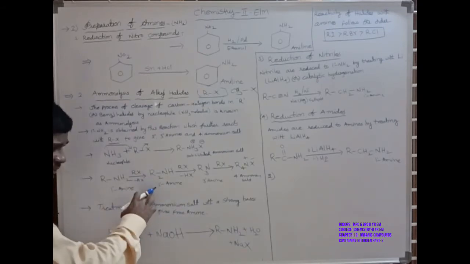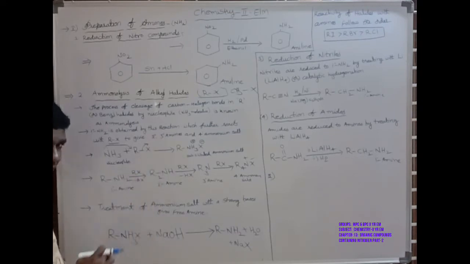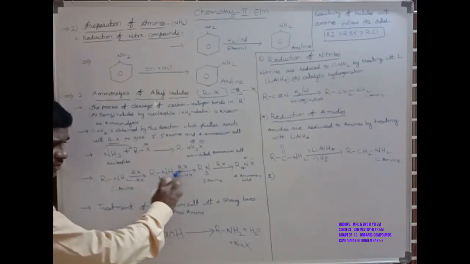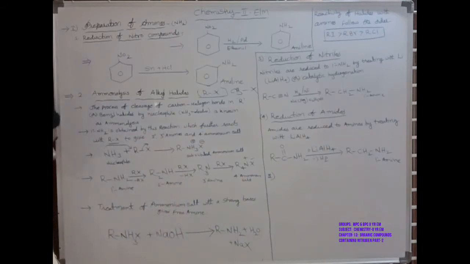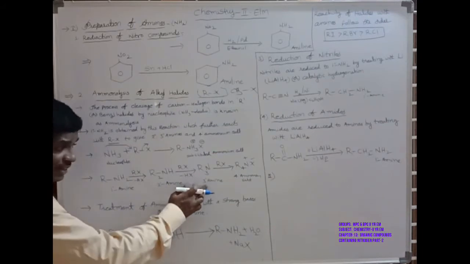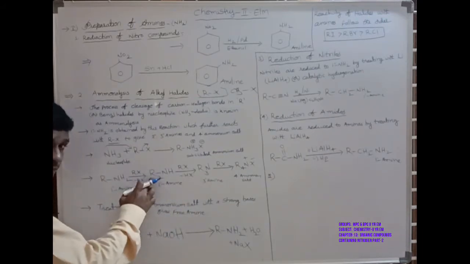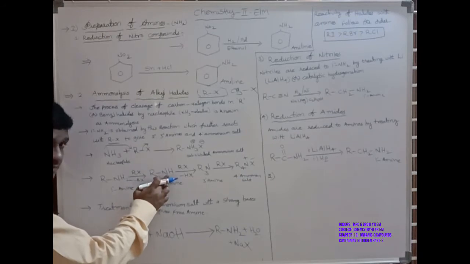When the secondary amine is treated with another alkyl halide, hydrogen halide is removed and the tertiary amine is formed. Tertiary means three: three alkyl groups are attached to the nitrogen atom. In the secondary amine, two alkyl groups are bonded to the one nitrogen atom.